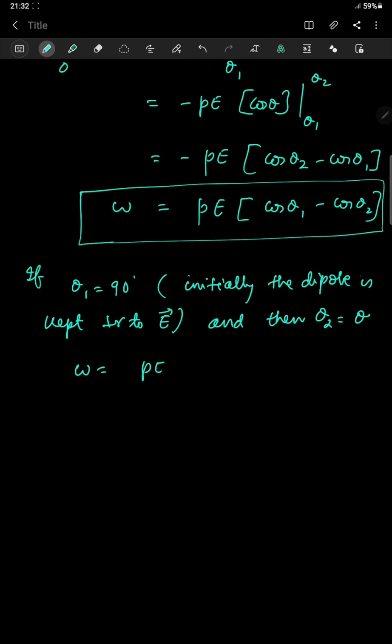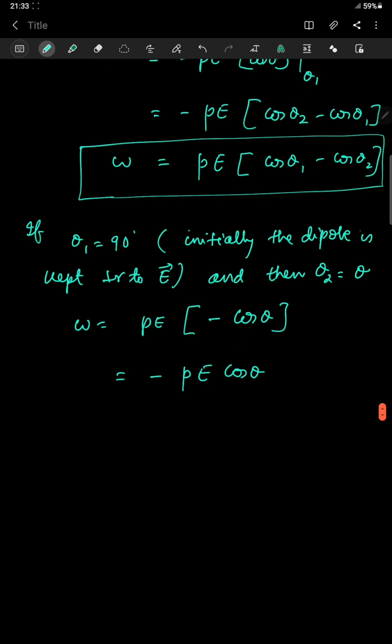It will be pE times minus, because cos 90 is how much? 0, that is gone, so minus cos theta 2. Theta 2 means theta, so minus cos theta. So that comes out to be minus pE cos theta. If it is cos theta, then it must be a dot product. So the work done will be equal to minus p dot E, and this is nothing but your potential energy. So the potential energy due to a dipole will be the dot product of the dipole moment and electric field, with a minus sign.